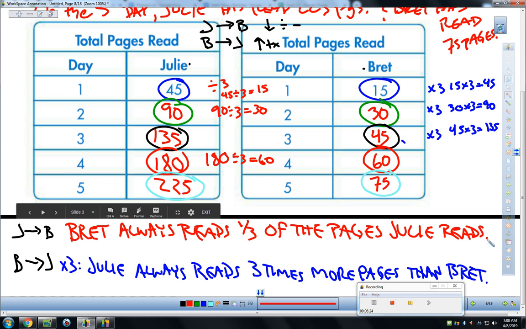So that no matter how many pages it was, if I know that Brett reads 300 pages, 300 times 3 means Julie read 900 pages. If I started over here, 900 pages, 900 divided by 3, Brett has 300 pages. So those are our relationships. Let's look at another situation.